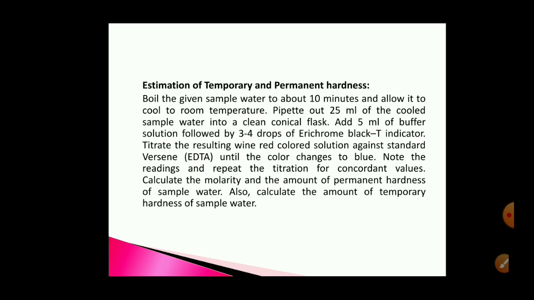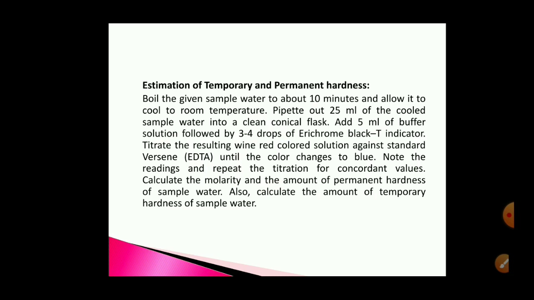To determine the permanent hardness, we need to boil the water, and then this boiled water will be cooled and used for the titration. When we boil the water, the temporary hardness goes off, and hence the boiled water is left only with the permanent hardness.